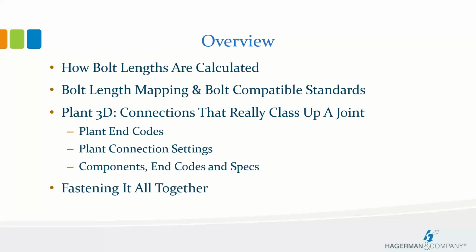But in addition to that, we will touch on some things that we did in the previous webinar called Plant 3D Connections that really class up a joint. In other words, we're going to set up some plant EndCodes, plant connection settings, and then how those components and EndCodes and specs are all put together. We're going to take a look at doing some things that are a little bit different, not much, than what we did in the other one.